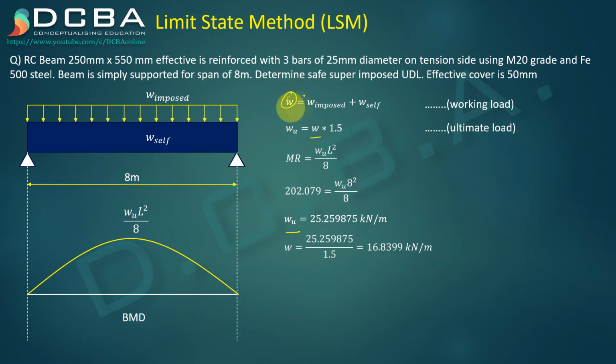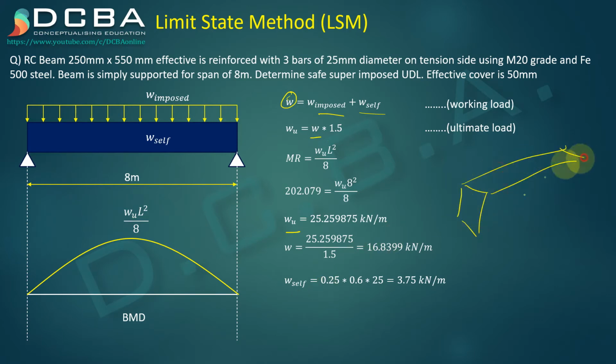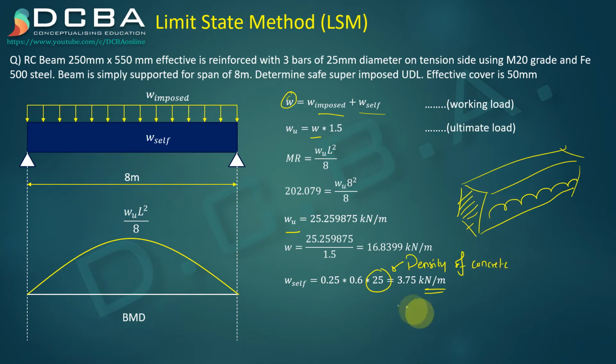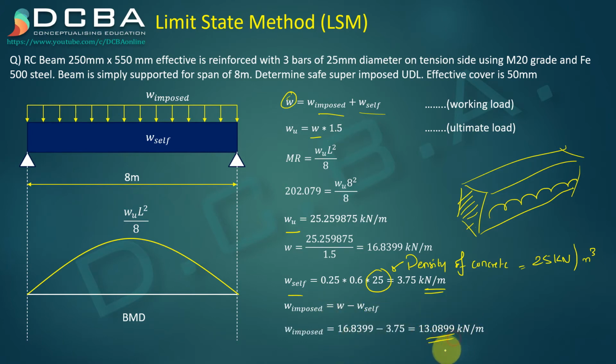After finding the safe working load, we can find the imposed load if we know the self weight. In the previous lecture I told you how to find self weight. If this is the beam, and we want the weight as a UDL, we just multiply the cross sectional area of the beam with the density of concrete, which is 25 kilonewtons per meter cube. You must know this value. After finding self weight, we can find W imposed, which is W minus W self. So W imposed comes out to be 13.0899 kilonewton per meter.